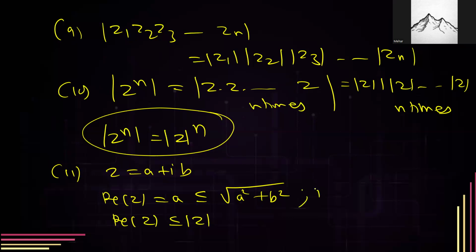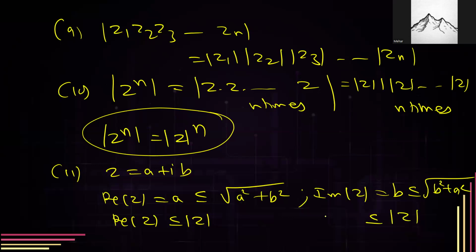Similarly, when you write imaginary part of Z, it is B. And you know that that is less than or equal to root of B square. Obviously, if you add something like A square, it is still valid. Which is nothing but mod Z again. So imaginary part of Z is also less than or equal to mod Z. Even this is useful in solving some inequality questions.